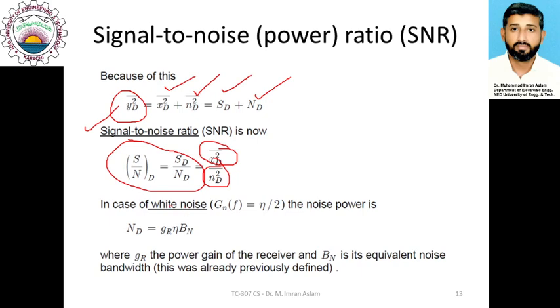In case the white noise is input to the system GNF, which is given by eta by 2. So if we have this value as power spectral density of white noise, the noise power would be represented by this noise equivalent bandwidth multiplied by power spectral density multiplied by the gain G, the power gain of the receiver, which will be available at that particular point.